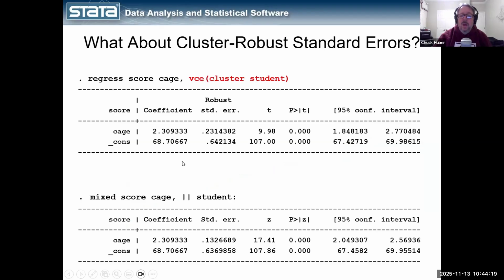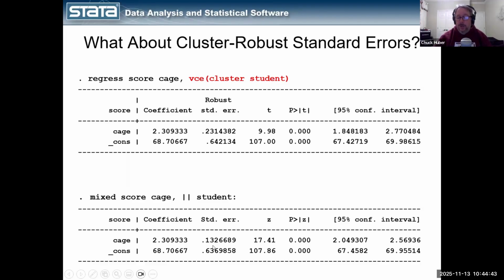Okay. Now, often you will see people who come from a policy background or an economics background talk about cluster robust standard errors, and we could do this, but it doesn't actually estimate the variability at each level. It simply accounts for it in a mathematically different way. If we do this, we get essentially the same results.